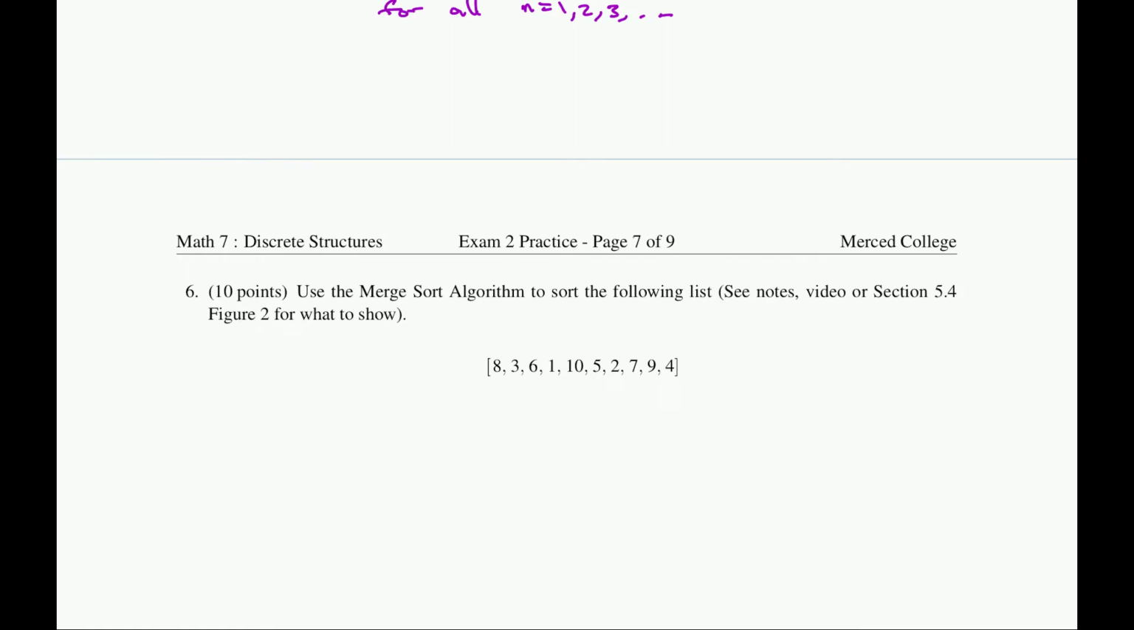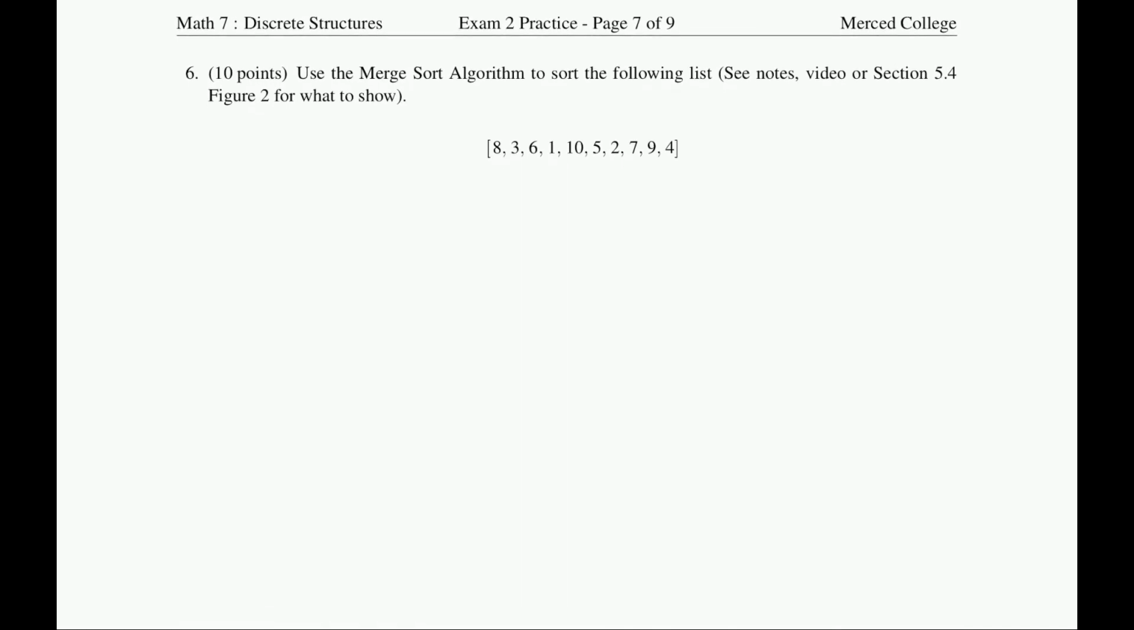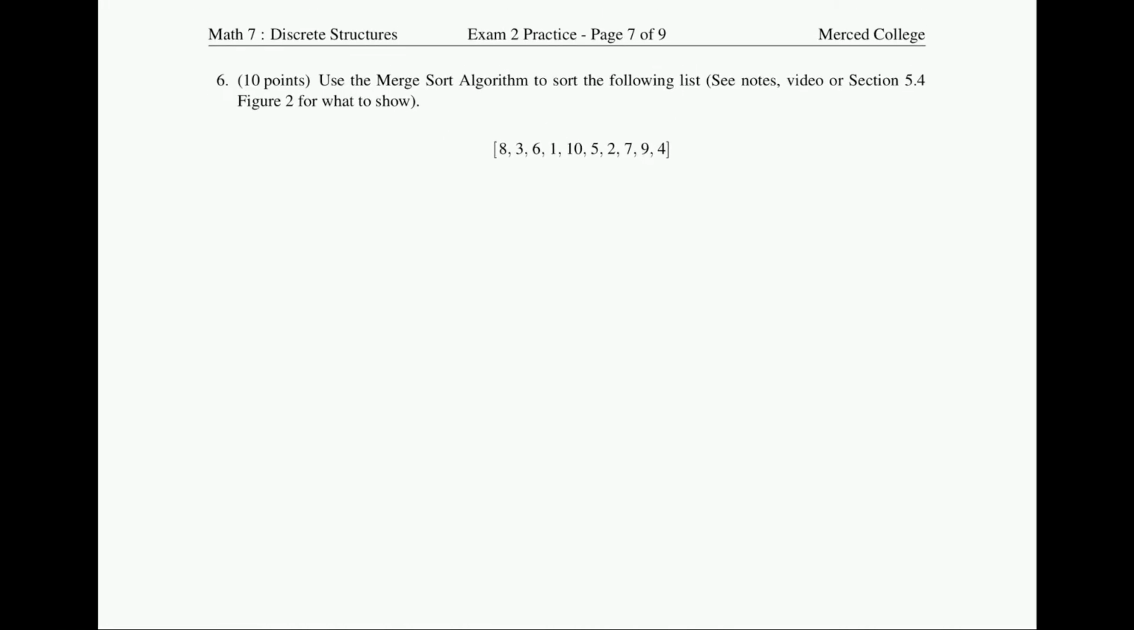On the next question here, we are going to use the merge sort algorithm to sort the following list. So this is pretty straightforward. We just need to write it up. The way merge sort works is it is going to repeatedly split this list in half. That's the first part of it.